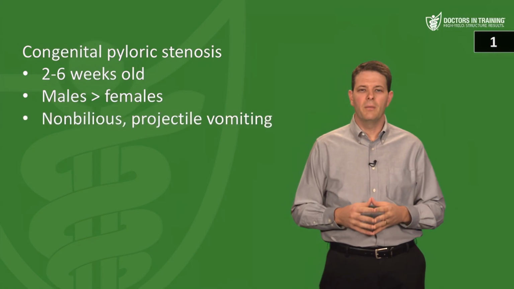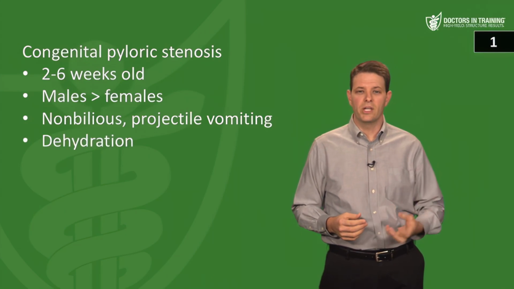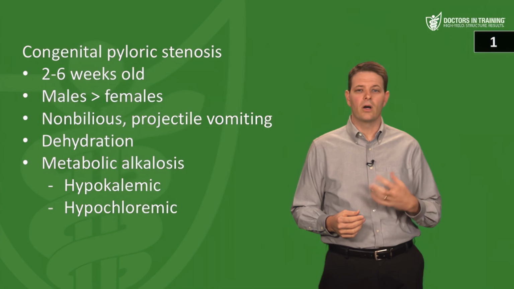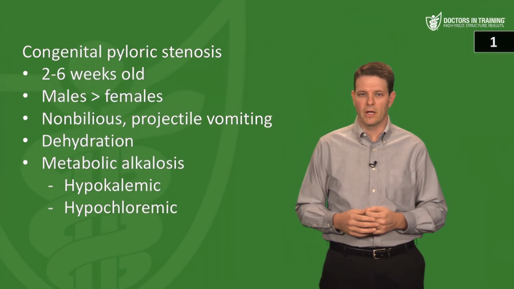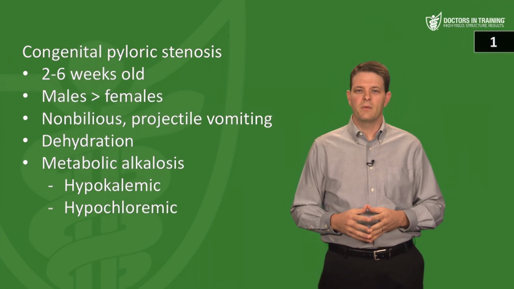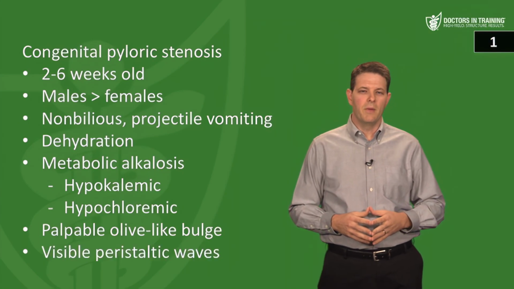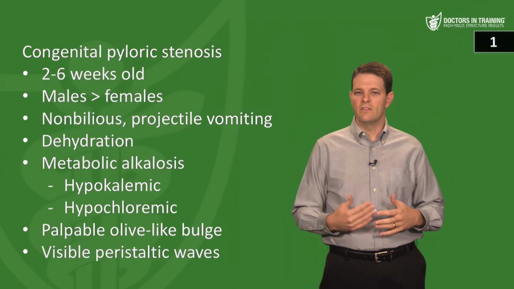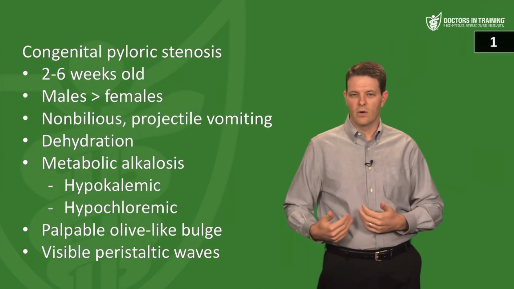Patients present with non-bilious projectile vomiting, and because of the vomiting, they often have dehydration and possibly some metabolic alkalosis, which is going to be a hypokalemic, hypochloremic metabolic alkalosis if they've been vomiting for at least 5 days. On physical exam, you may feel a palpable olive-like bulge in the upper abdomen, and you may see slow peristaltic waves across the abdomen just before the baby vomits, moving from left to right across the abdomen.